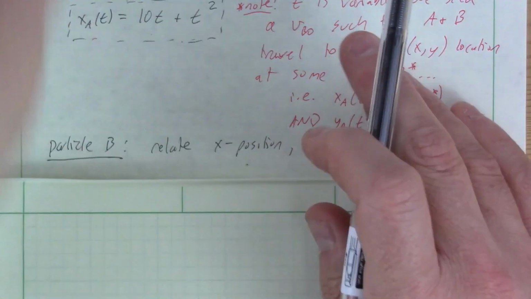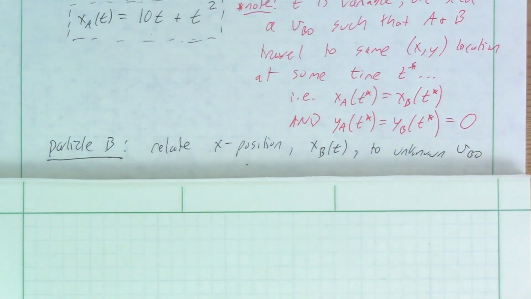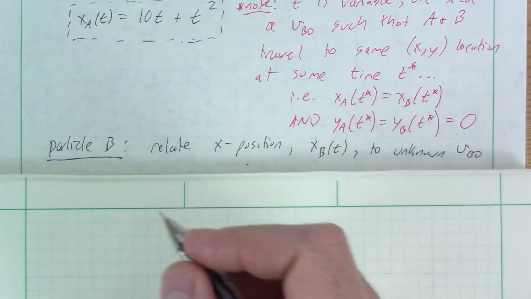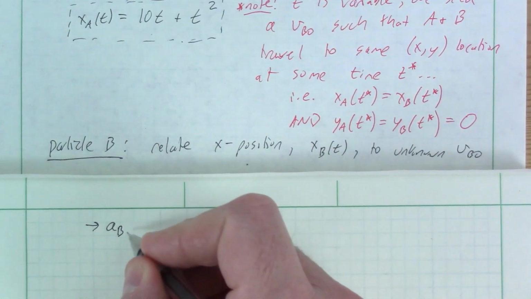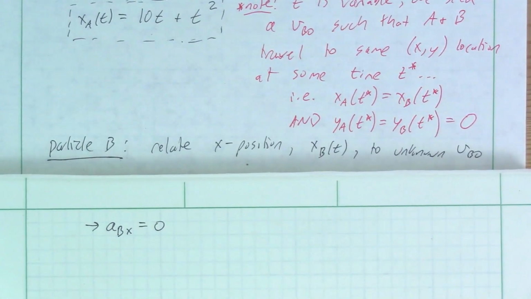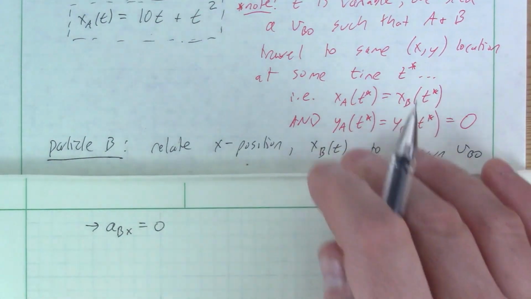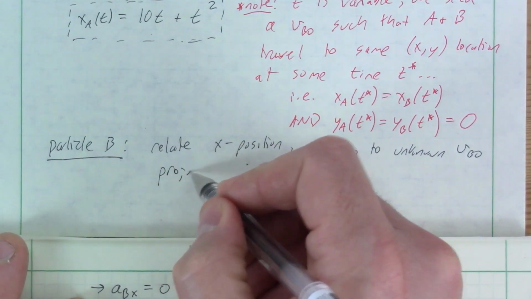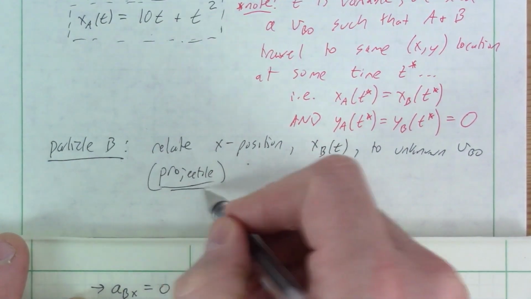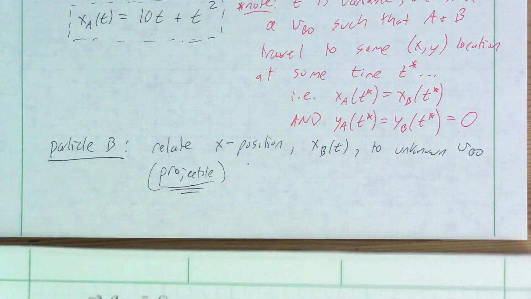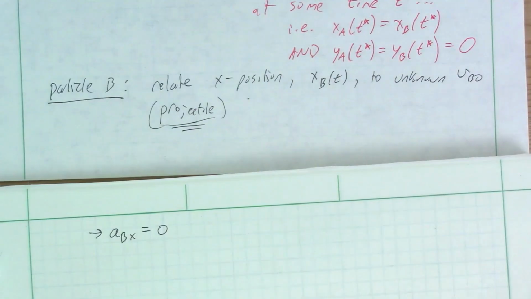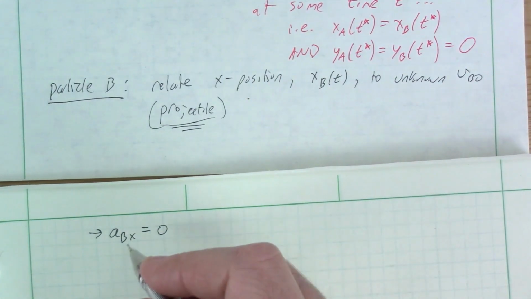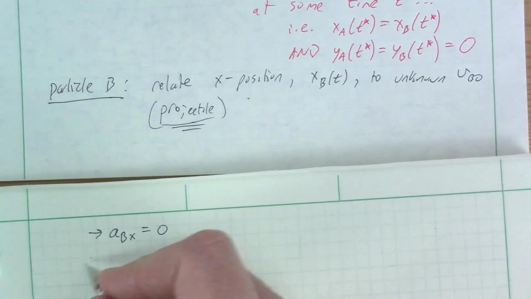So we'll do something very similar to what we did for particle A in the x direction. We'll write down all the things that we know about particle B in the x direction. We know it doesn't accelerate, like A, because this is projectile motion, by the way. So particle B is a projectile, so the relationships that we derived earlier we can now apply, and the acceleration in the x direction is 0 for a projectile.